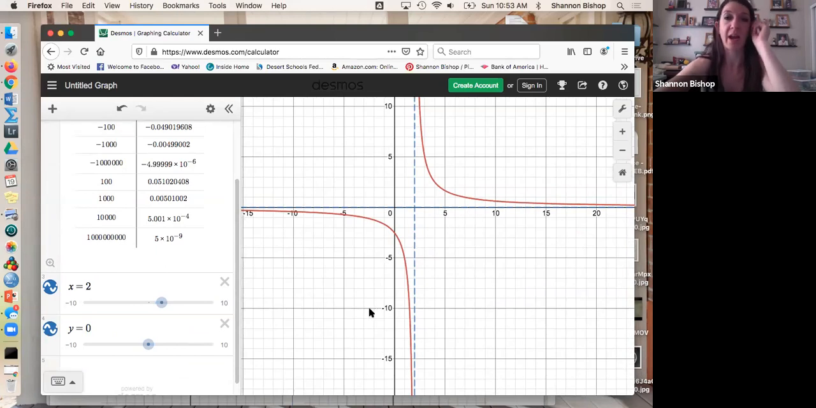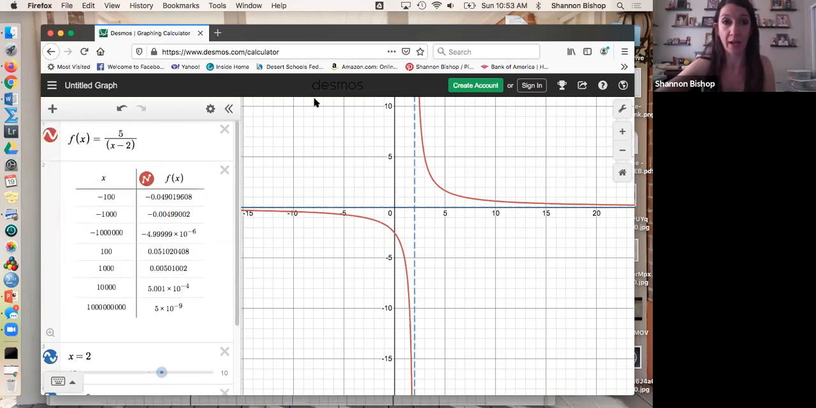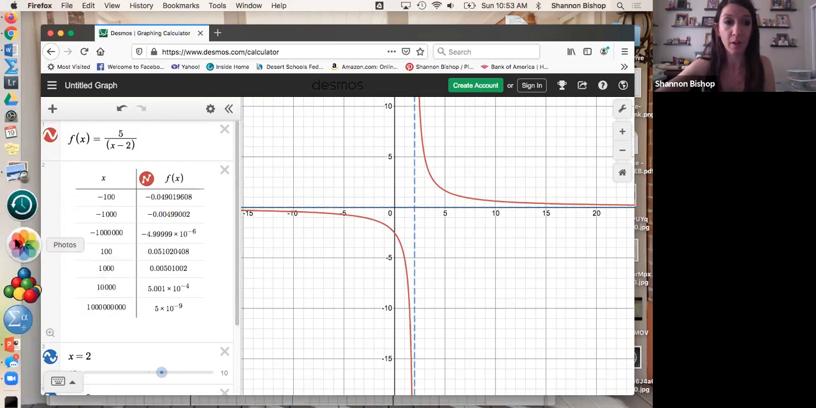So we already had our x equals 2 identified as the vertical asymptote, and we would also have y equals 0 identified as the horizontal asymptote for this one. Okay. Now let's go ahead and look at the next one as well. And then I'll share my whiteboard with you and we'll talk about some more things.